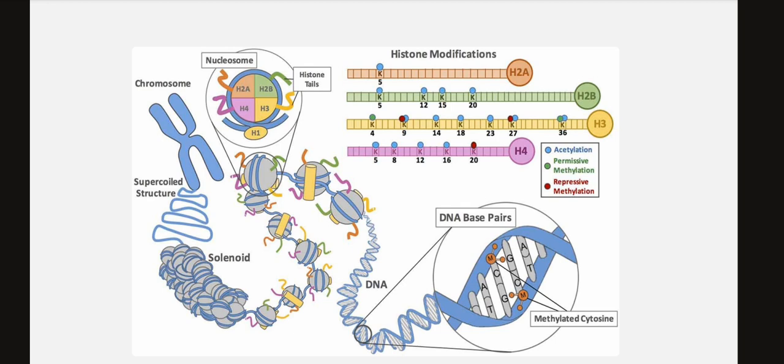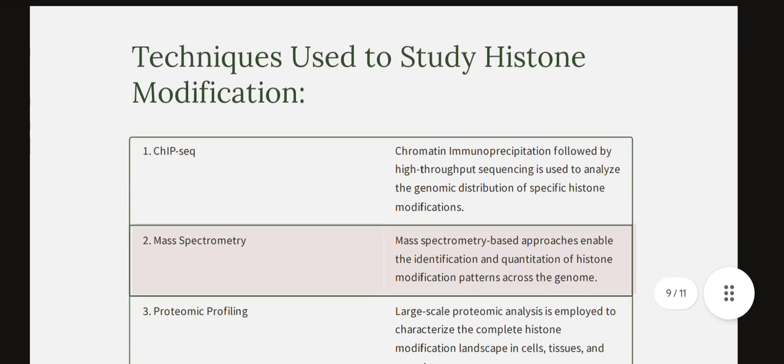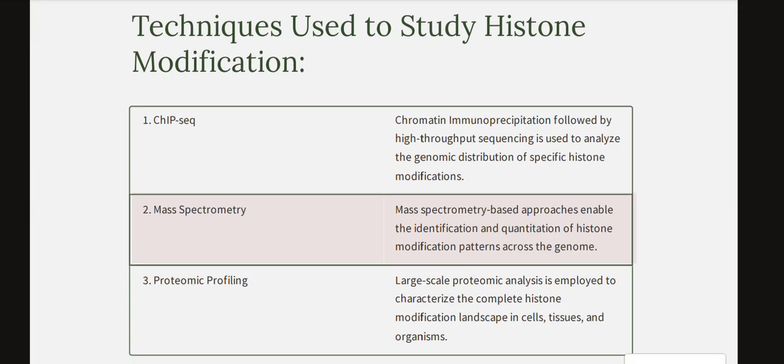When a methyl group is added at the 4th position and 36th position, it leads to activation. However, if a methyl group is added at the 9th position and 27th position, it leads to repression of the activity. So, this is a key point. We can memorize it like even numbers. 4 and 36 are even numbers, so these lead to activation, whereas 9 and 27 are odd numbers, so this leads to repression.